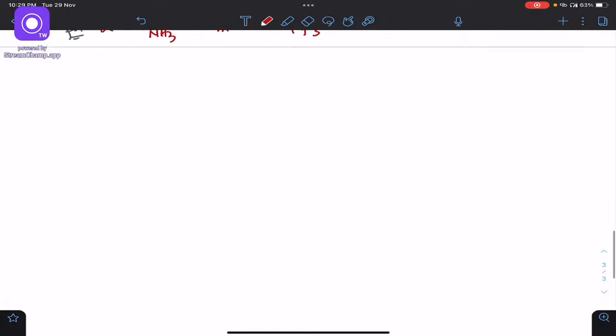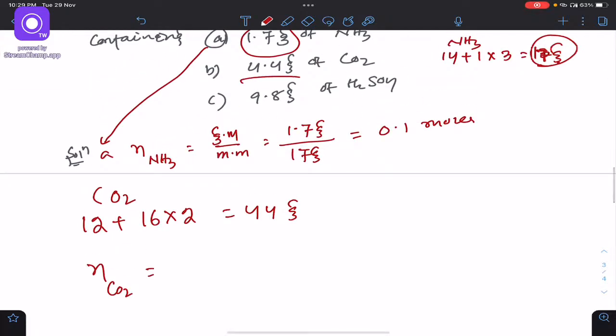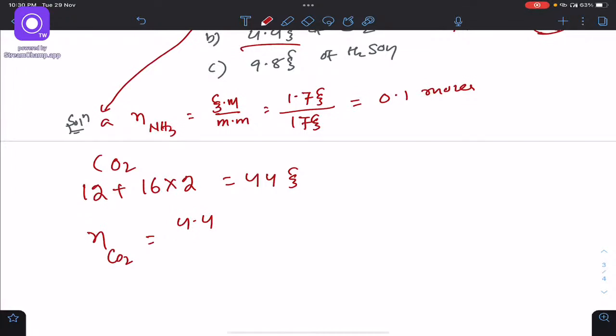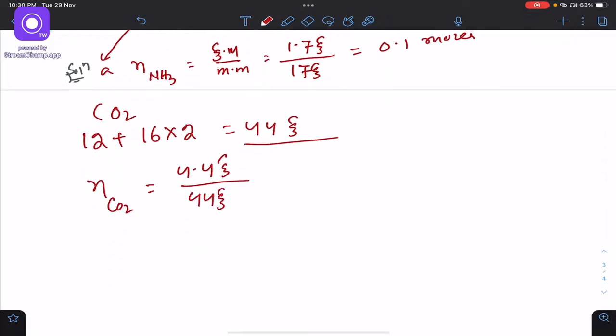Okay, for CO2, the molar mass of CO2 is carbon 12 plus oxygen 16 into 2, which is equal to 44 gram. So number of moles of CO2 is equal to given mass 4.4 gram. Molar mass is equal to 44 gram, which is equal to 0.1 mole.